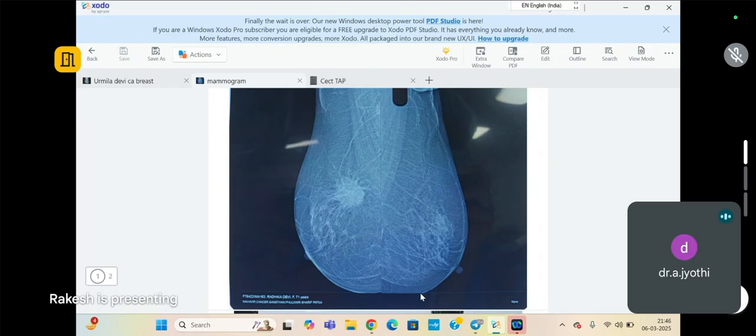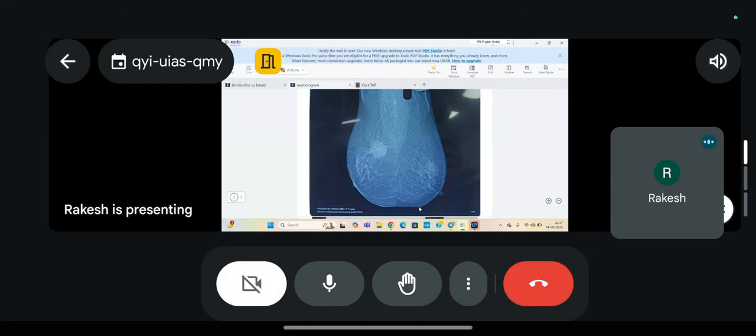I'll ask you one basic question about PET. Are poorly differentiated lesions better picked up or well differentiated lesions better picked up on PET? Poorly differentiated are better picked up, because they have a high proliferation rate.